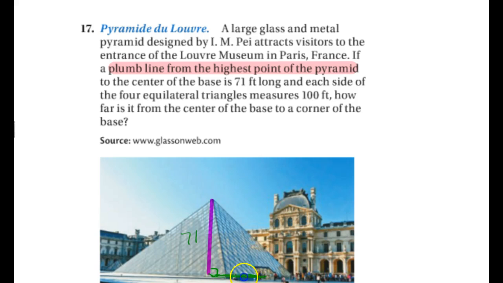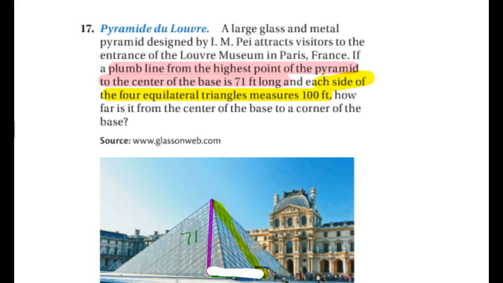The next thing I read is this 100, is the sides. So each side, this yellow distance must be the length. Each side of the quadrilateral triangles measures 100 feet. How far is, so how far is it from this green distance or this white distance?